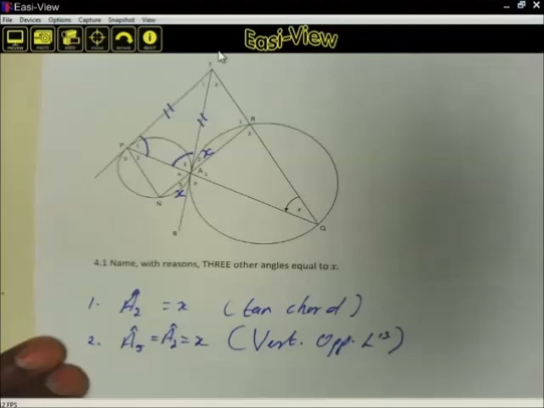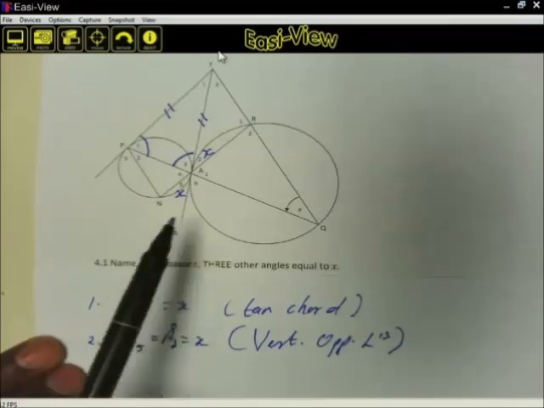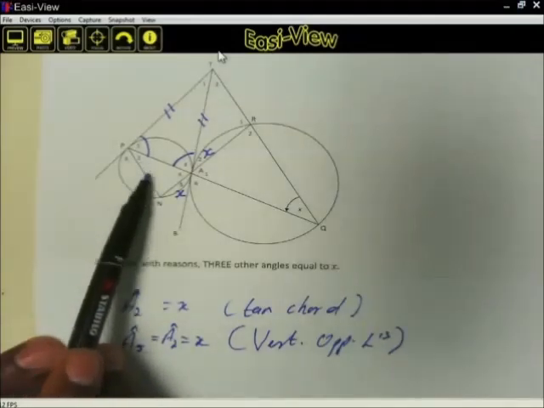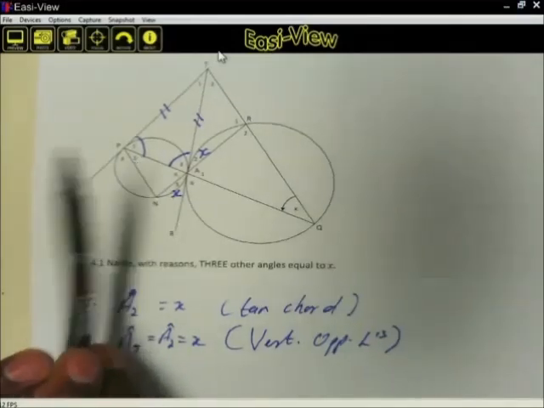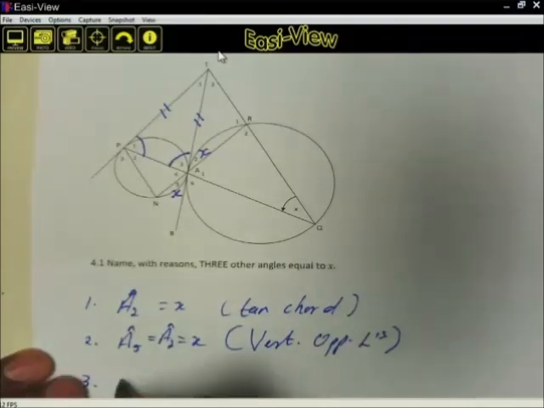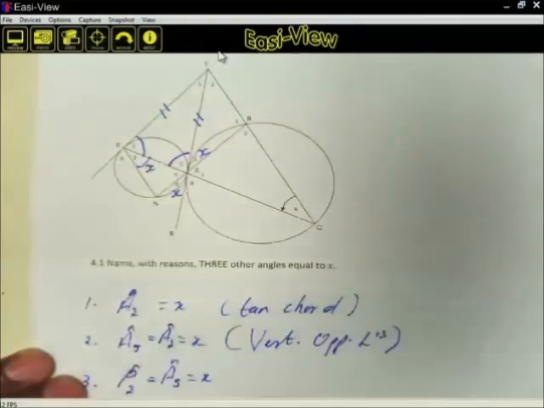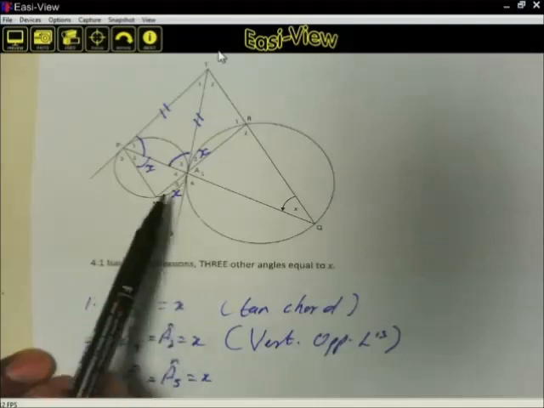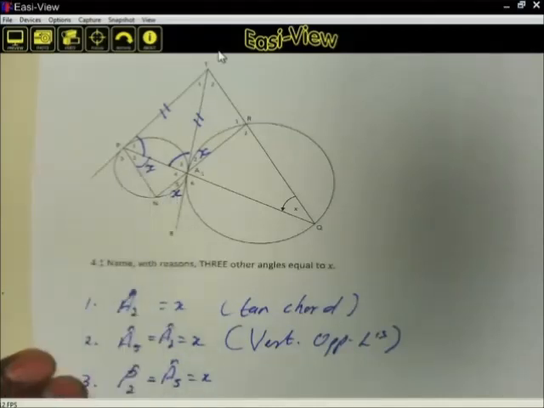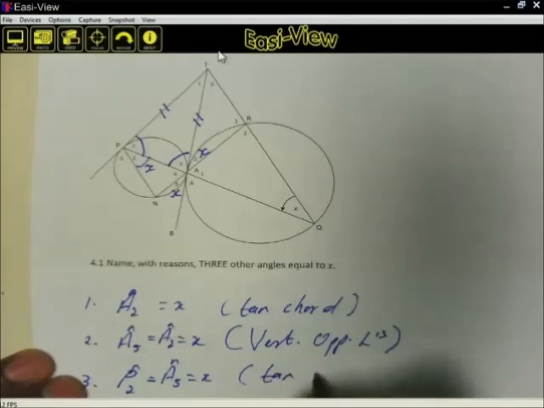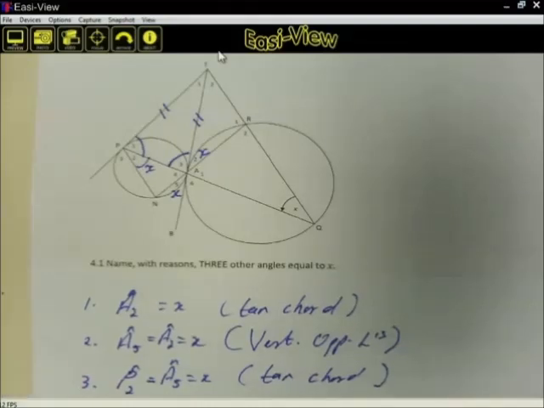So the question says name with reason 3 other angles. Look at A5. Look at P2. It means A5 will also be equal to P2 according to the tan chord theorem. The third angle will then be P2, which is also equal to A5. And remember, A5 is equal to x, so P2 is also equal to x. What is the reason for that statement? The reason is the tan chord theorem. So those are the 3 angles equal to x from that diagram.